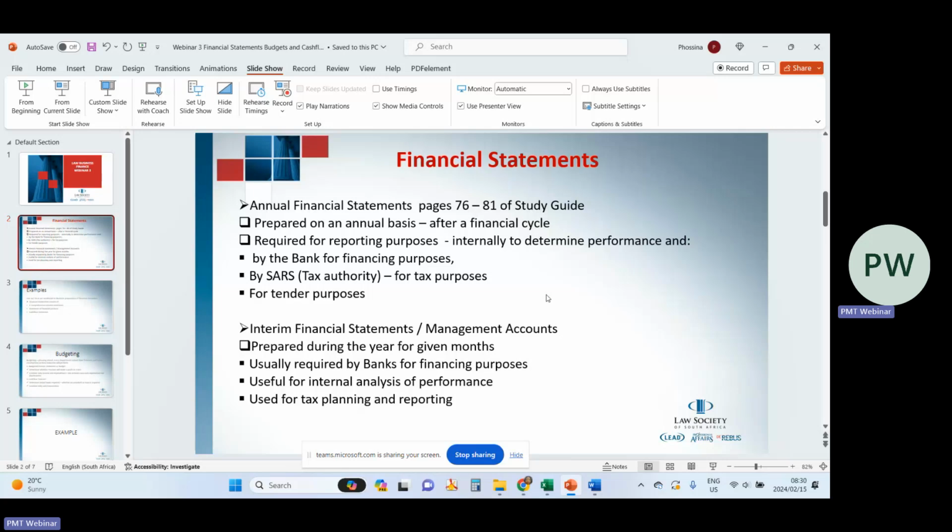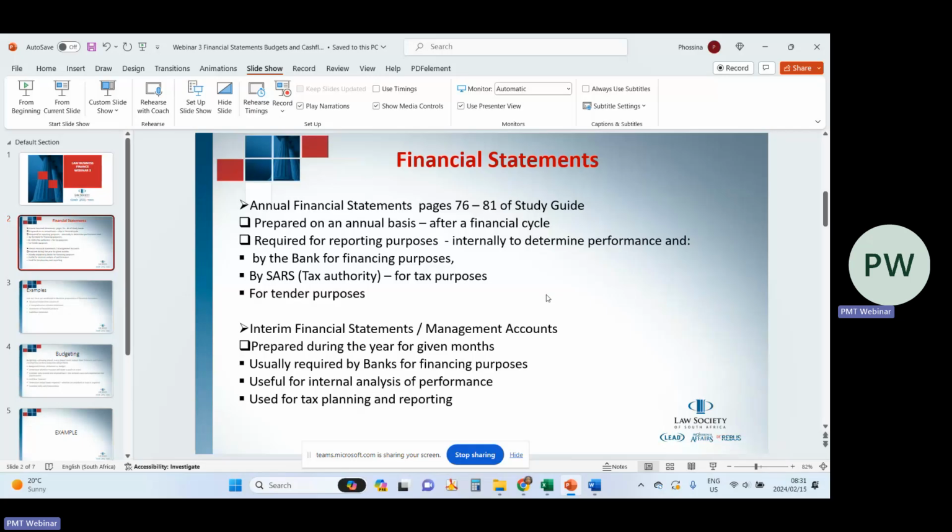So just go through the study guide and then you will see what is required. But at the same time, I'm going to do an illustration of annual financial statements so that you can just have a feel and also be able to interpret. Our trial balance does not have a lot, but we'll just prepare from there. Okay.